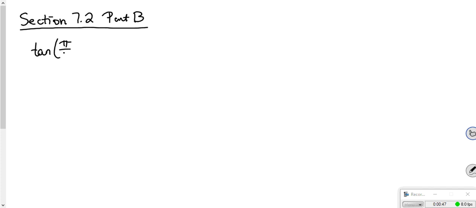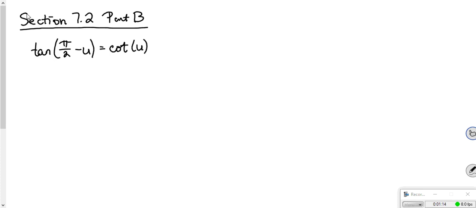Tangent of pi over 2, whoops, not plus u, I actually have minus u, let me change that, equals cotangent u. Okay, tangent of pi over 2 minus u equals cotangent u. Now, u is just another variable. It could be x, it could be whatever, it doesn't matter.